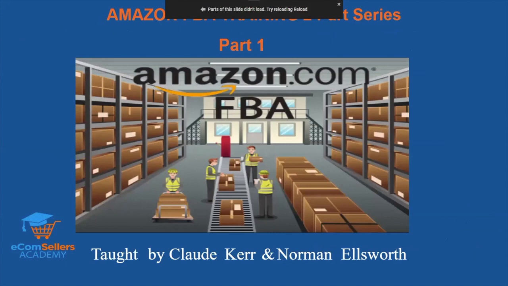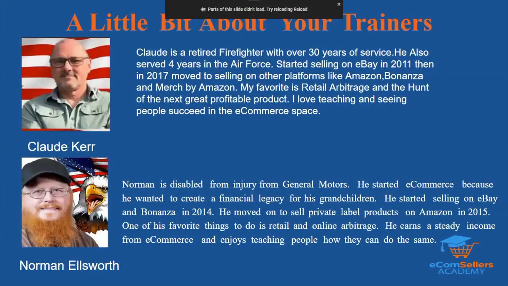This is Amazon FBA, and it's a two-part series. And Claude Kern and Norman Ellsworth here. That's that wonderful Claude, and just this goofy guy down here, that's me.